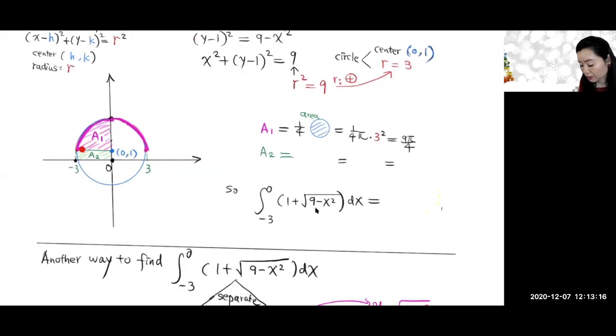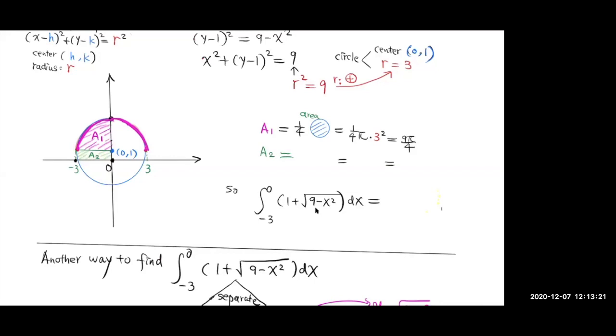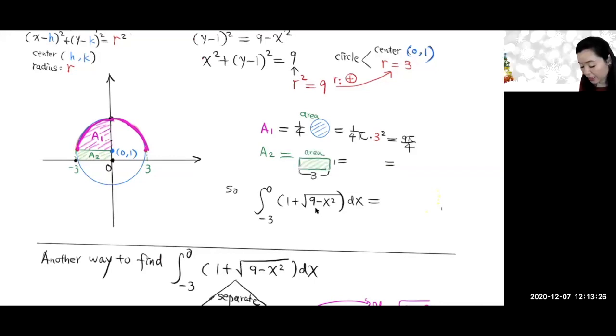What about this A2? A2 over here, notice that it is a rectangle. The area for that is the length times width. So the length over here is 3. The width here is 1. So 3 times 1, so that is going to be 3. So this integral over here will be equal to the sum of these two. So you got this, okay?